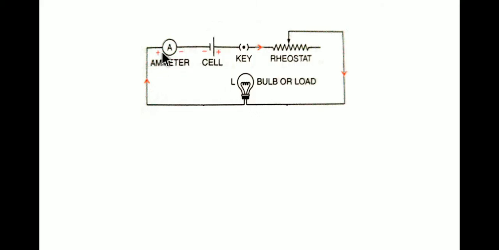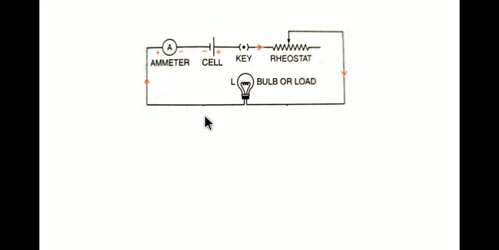So over here the ammeter will show a reading of how much current is flowing through, if the key is kept on. If the key is kept off, then no current would flow, so the ammeter will not show any reading and the bulb will not glow. But when the key is kept on, the current will start flowing, the bulb will glow, and the ammeter will start showing the reading of how much current is flowing through the circuit.